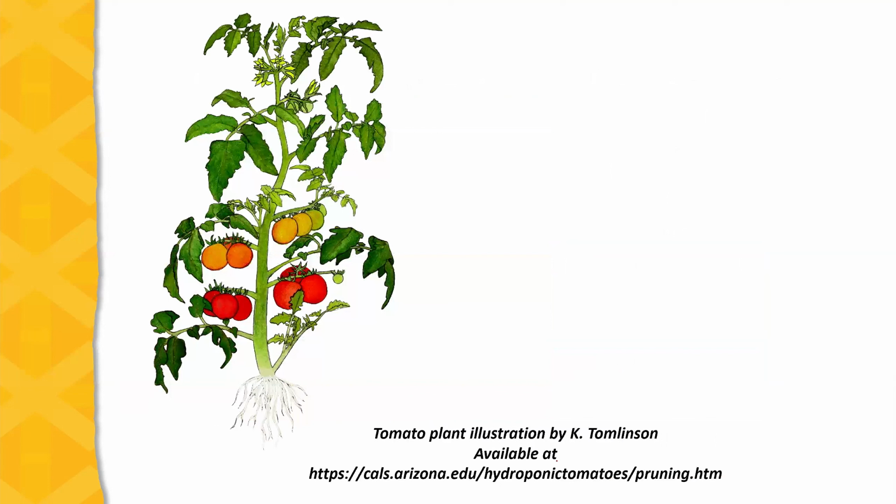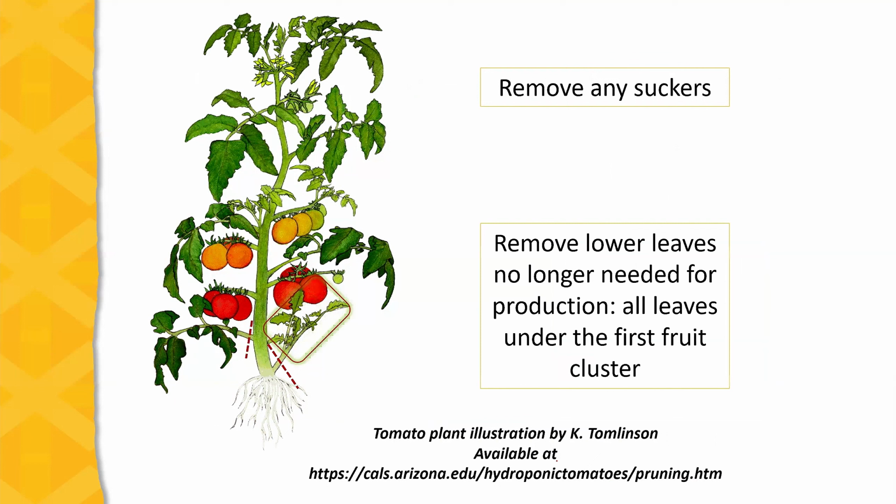And this is just a general rule of thumb for pruning tomatoes or vine crops. First, you want to remove any suckers, take those out, and then remove any lower leaves that are no longer needed for production. Typically, they're all the leaves under the first cluster of tomatoes, which you can see here. This is the first cluster that was developed by this tomato plant, or the oldest, or the ripest one. Anything underneath this one can go out.